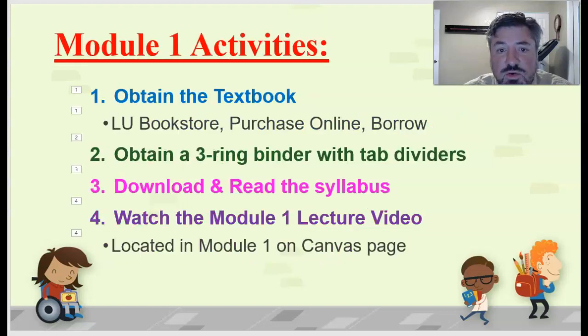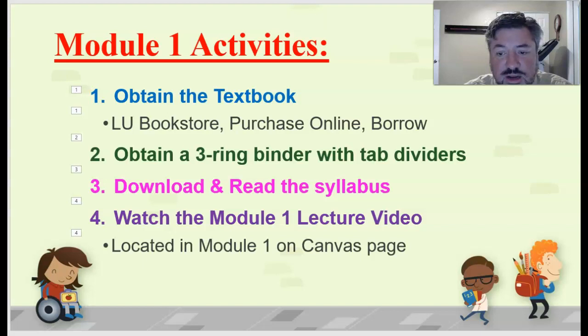All right, so let's review our Module 1 activities. Activities are things that are assigned to you, but they might not have an assignment in the assignment tab here on Canvas. First of all, obtain the textbook. Either go to the Lincoln University bookstore, purchase an ebook, purchase it online, or borrow from a classmate. But the textbook is required. There's no way to successfully complete the class without having the textbook. Excuses for I wasn't able to get the textbook will not excuse you from doing the work.